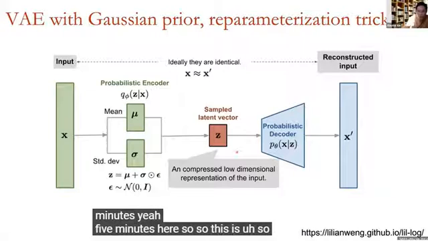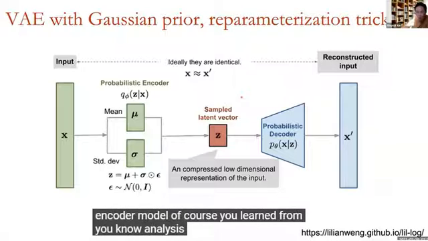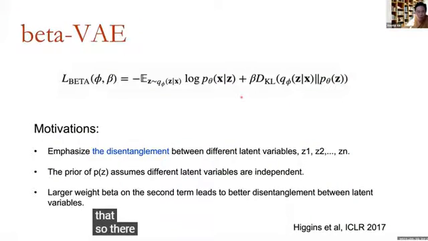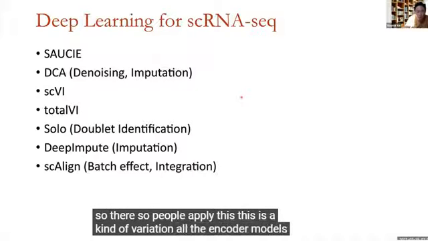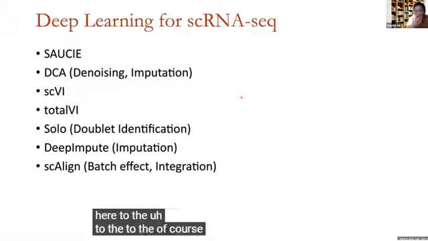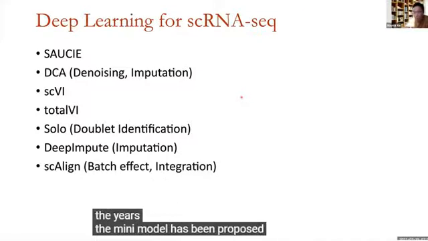So this is overall the variational autoencoder model, which of course you learned from Manolis, so I'll skip that part. People apply these variational autoencoder models to RNA expression analysis. Over the years, many models have been proposed.